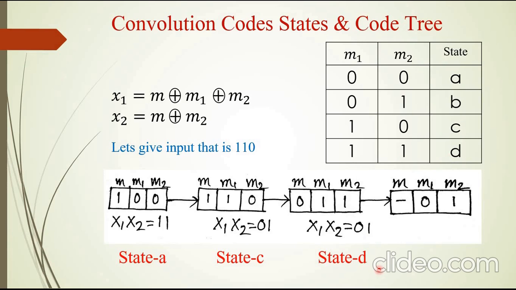So after giving any input over here, we first need to see what the state is. Here I am not mentioning anything, but it will get shifted and you will find this 0 will come here and this 1 will come here. So based on that, one can say M1 and M2 is 0, 1. So for that, there is state B.